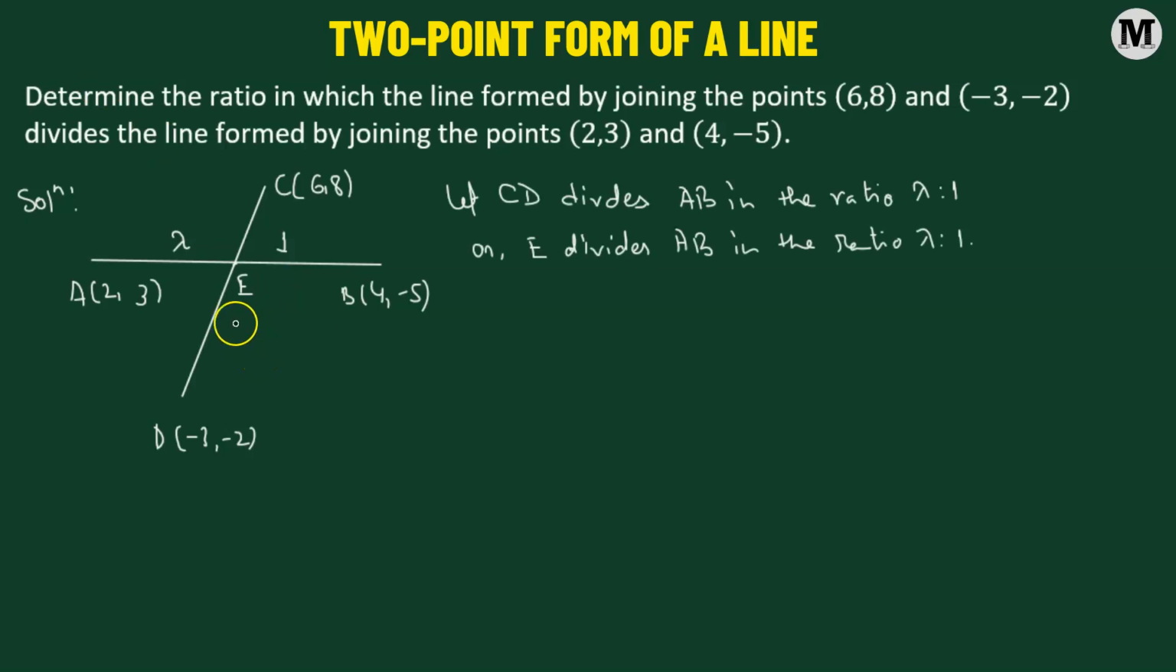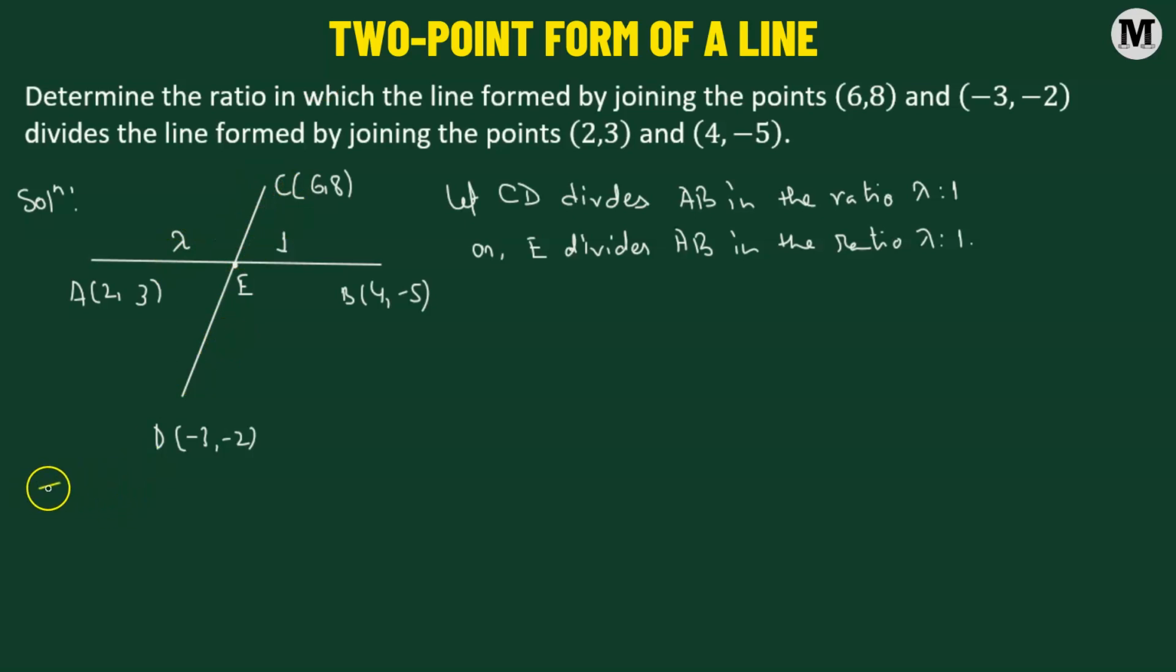Okay. Now, in order to find out the value of lambda here, what we'll do? We'll need the coordinates of point E. To find out the coordinates of point E, it's nothing but the intersection of the two lines AB and CD. Meaning, we will be needing to find out the equation of the two lines. And once we have those two equations, we can solve them to get the coordinates of point E. So let's first find out the equation of each of the two lines.